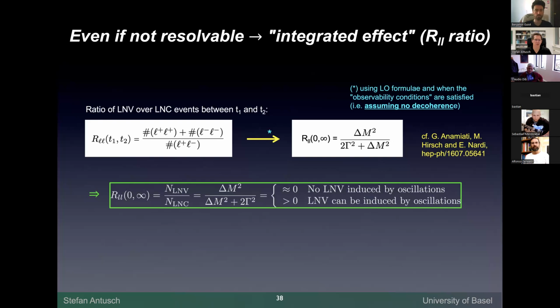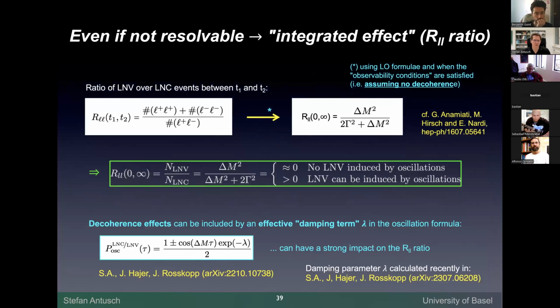And this is then also the limit which you would get when you have just one single Majorana HNL, then it would also give you the same ratio of lepton number violating over conserving events. So in this picture, even if you cannot resolve it, the heavy neutral lepton oscillations, heavy neutrino-antineutrino oscillations, help you to understand when lepton number violation is possible to observe.